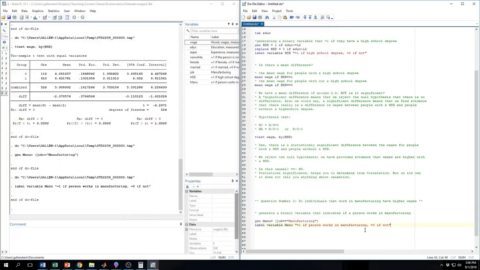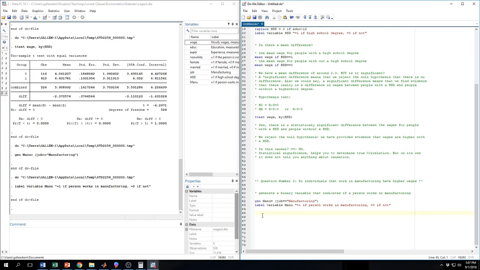So now, if I wanted to know, I could go through all the same steps that I did up here: calculate the mean, subtract, find the difference. We don't need to do that. Now that we've learned this t-test command, we're going to go straight to the t-test. T-test for mean difference between people that work in manufacturing and people that don't.